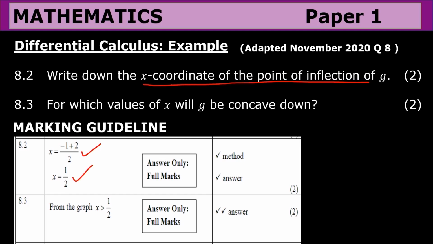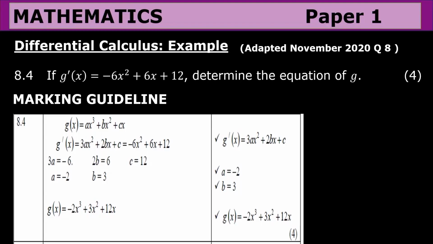Then we are asked, for which values of x will g be concave down? So we are talking about g concave down. That is going to be from the point of inflection right up until infinity, and that is presented by saying x is greater than 1/2. So the next question asks us, if g prime x, which is the first derivative of g, is equal to -6x squared plus 6x plus 12, then determine the equation of g.